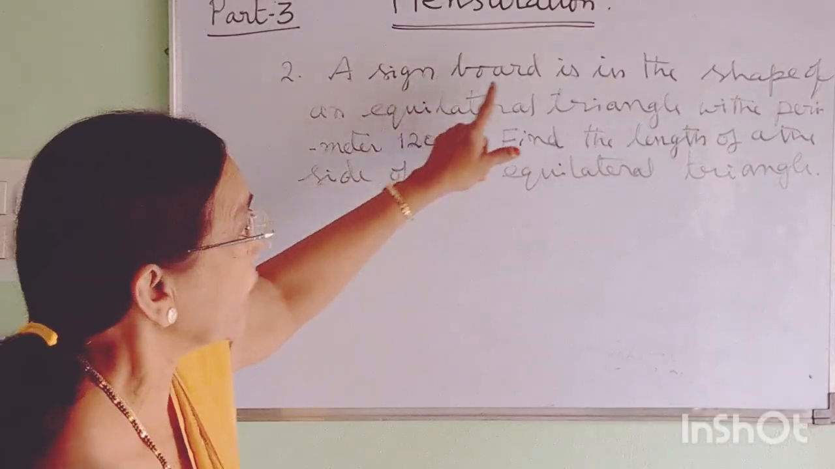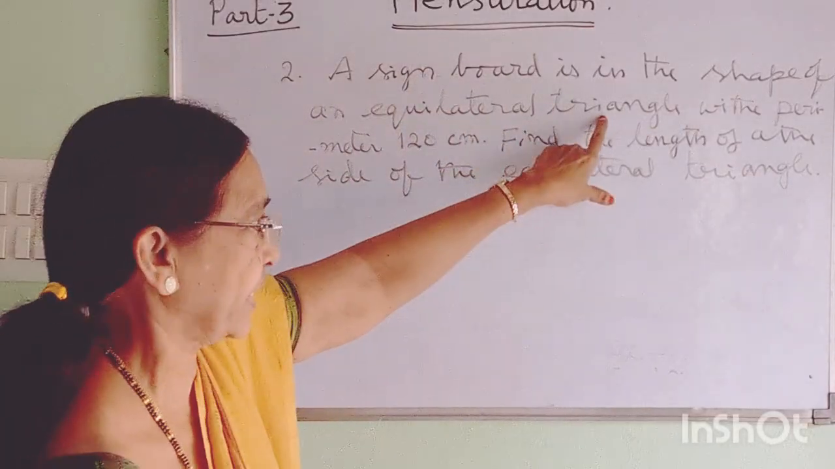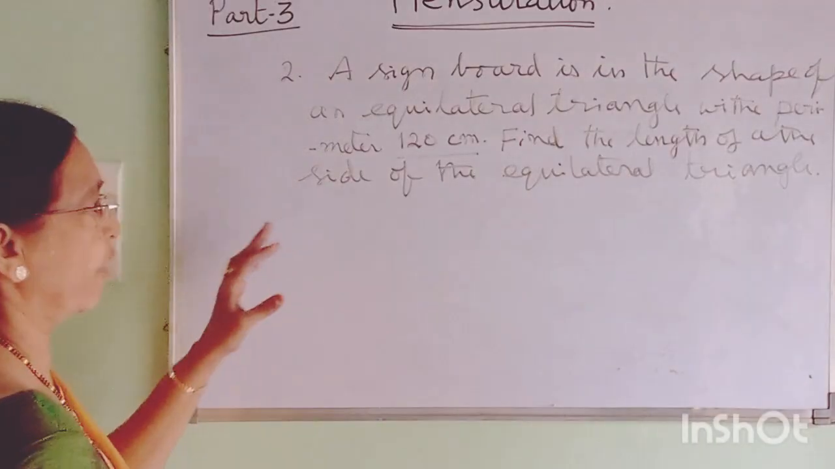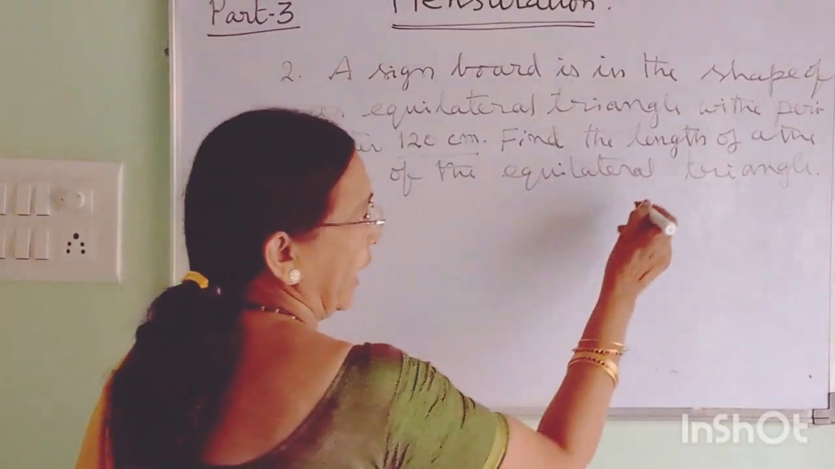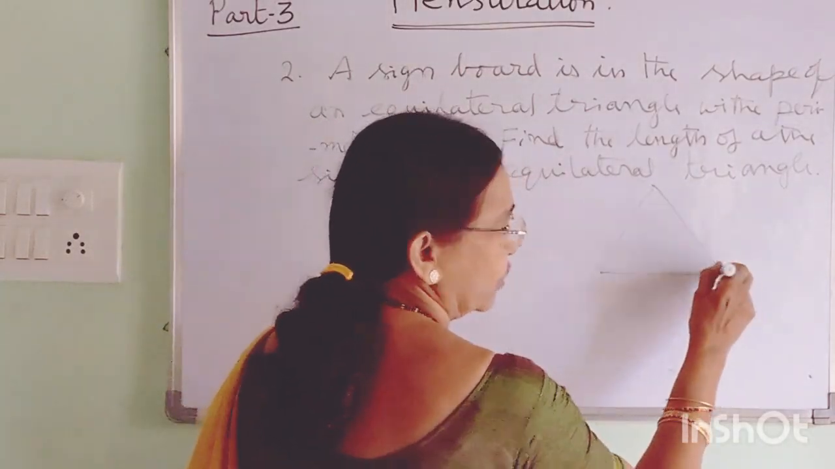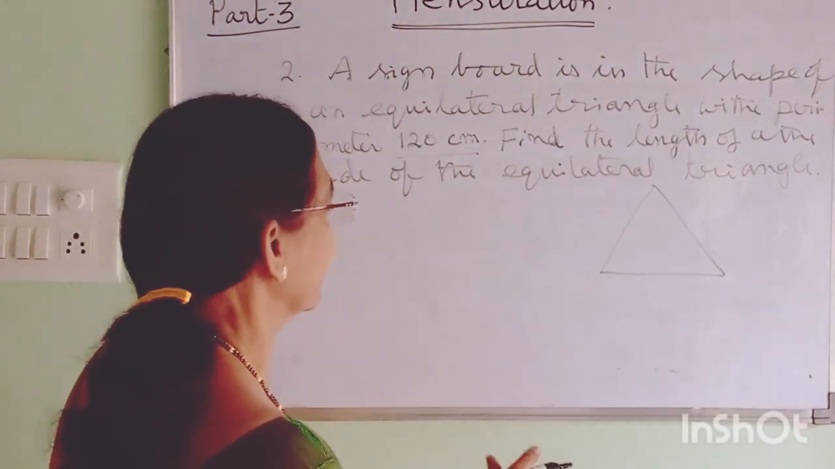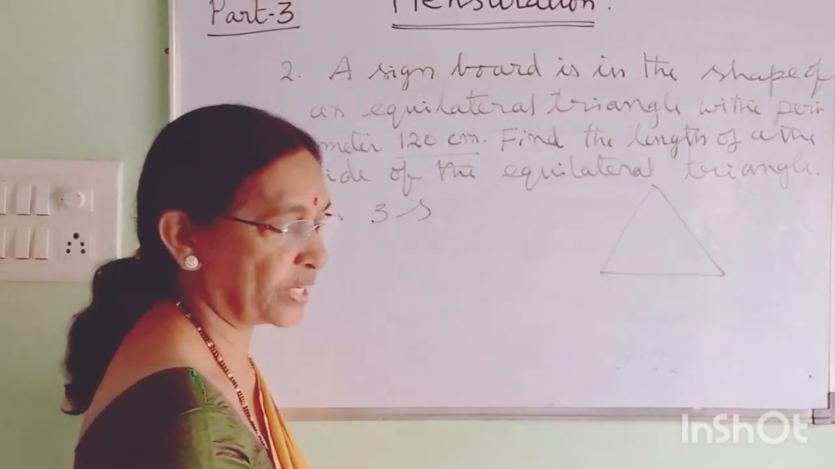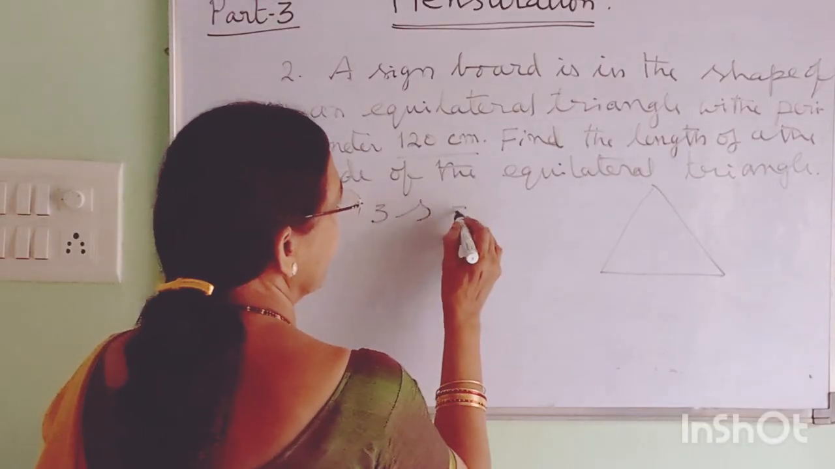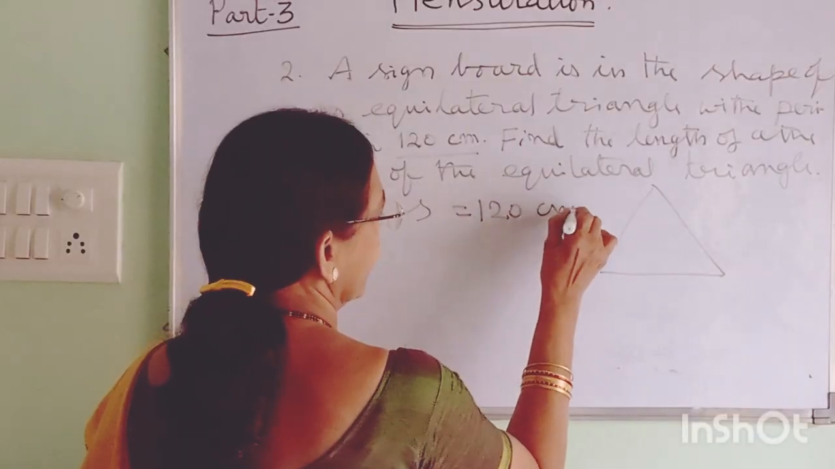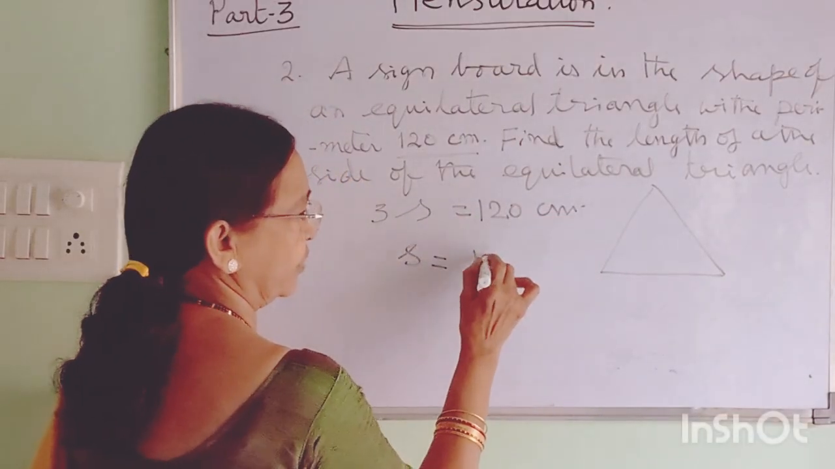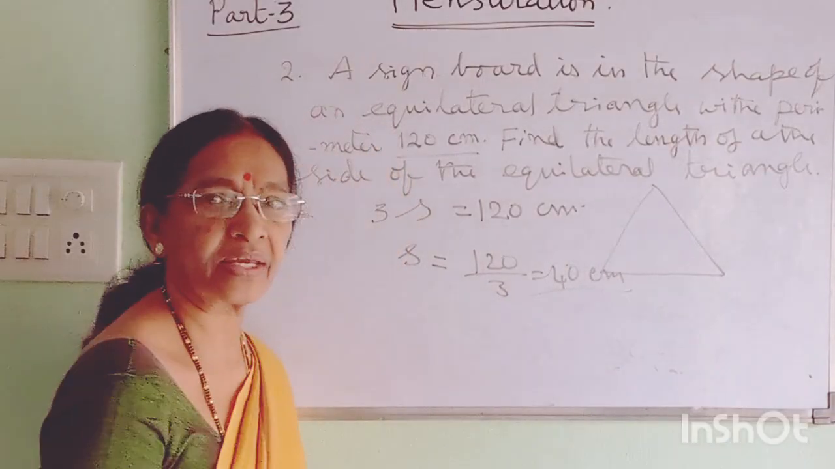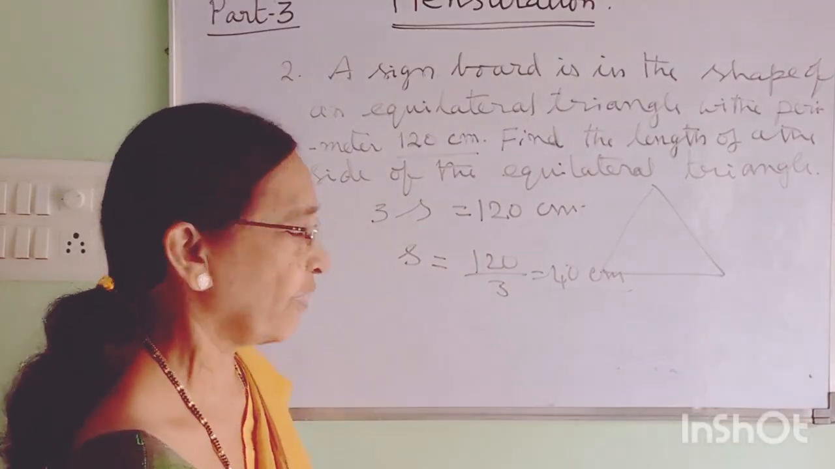Second problem. A signboard is in the shape of an equilateral triangle with perimeter 120 centimeters. Find the length of the side of the equilateral triangle. An equilateral triangle is a triangle whose 3 sides are equal. Therefore, perimeter is equal to 3s. S1 is equal to S2 is equal to S3. Therefore, the sum is equal to 3s, which is given as 120 centimeters. Therefore, S is equal to 120 by 3, which is equal to 40 centimeters. Each side of the equilateral triangle is 40 centimeters.